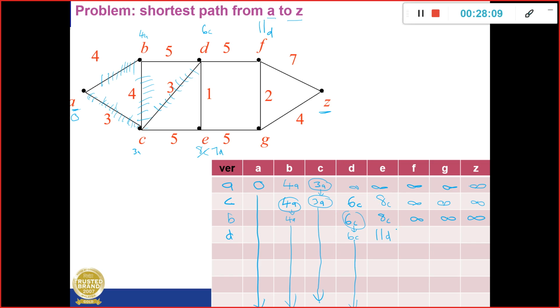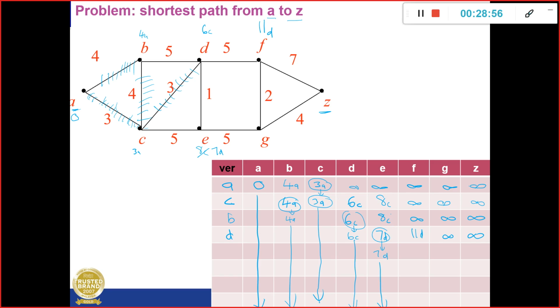Where is that? D, E. So this is 11 column, sorry, 11D. And this one, 6 plus 1, 7. 7 is lower than 8. So you put 7A, you replace this one with 7D. 11D, and D cannot reach Z or G. Still infinity. So between 7 and 11, of course 7D.